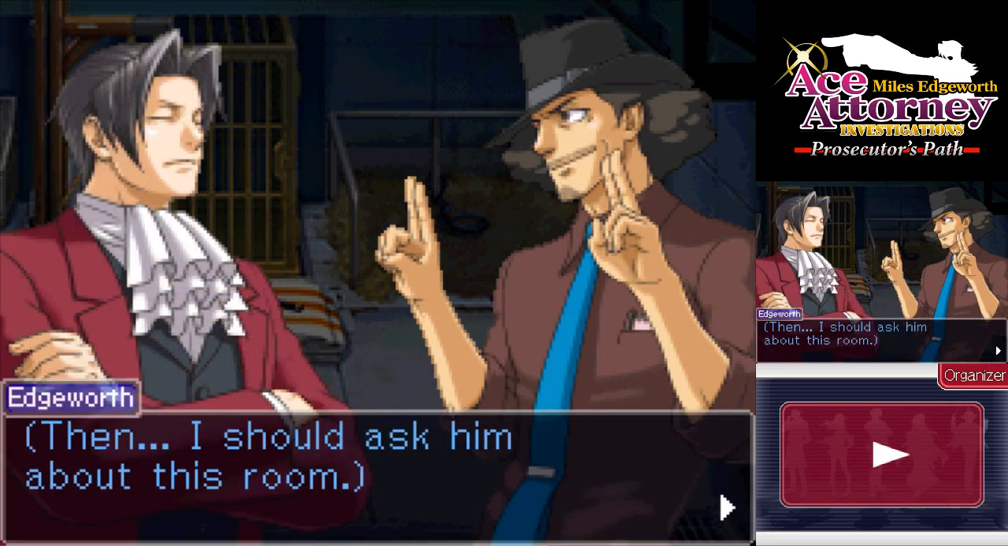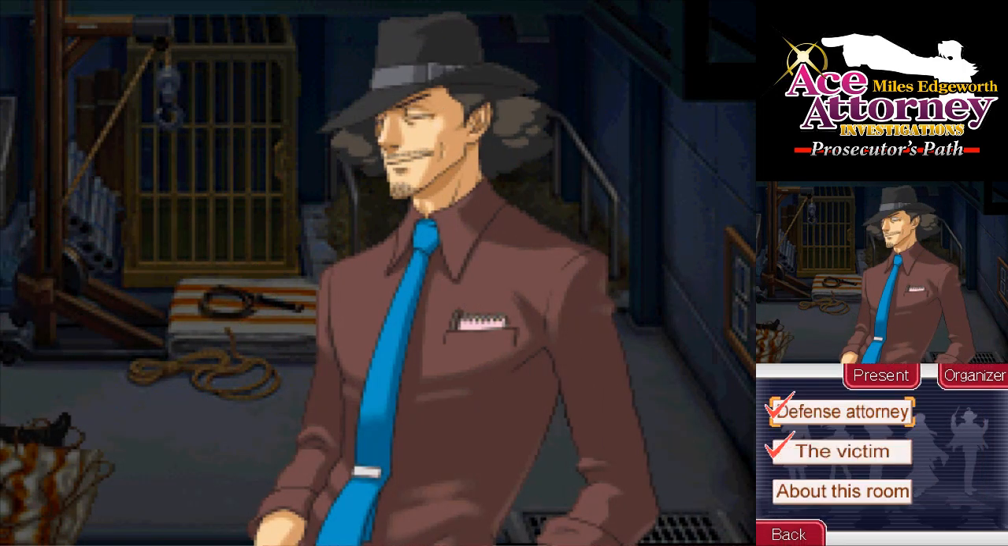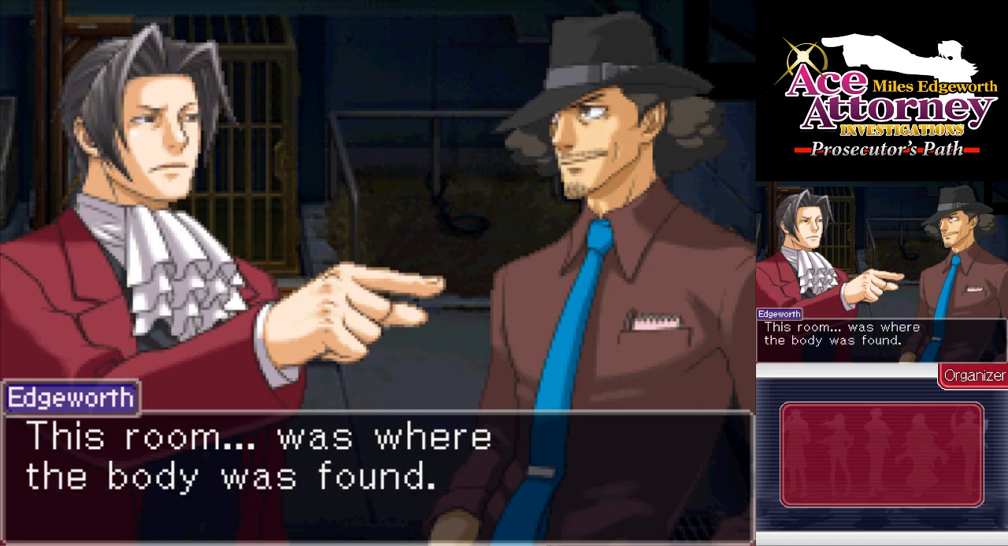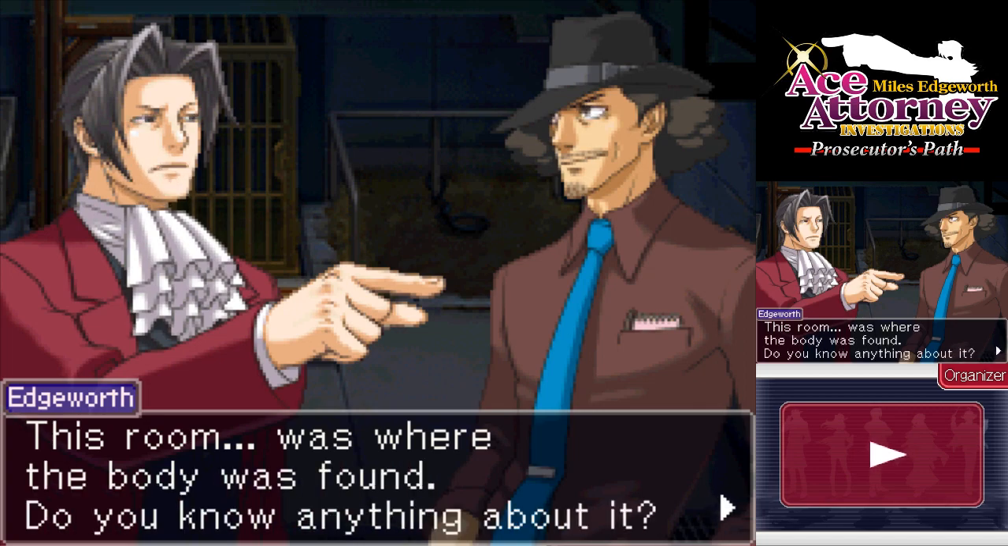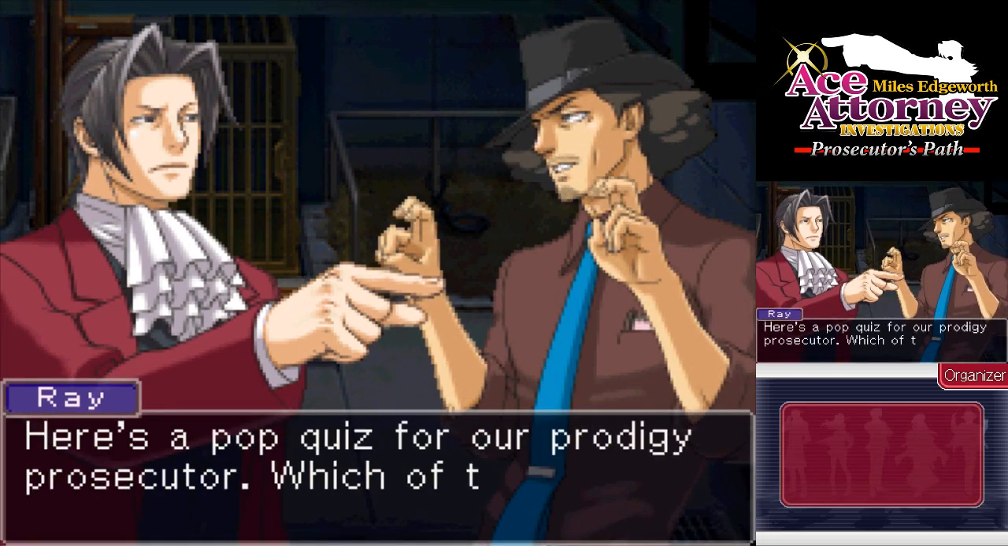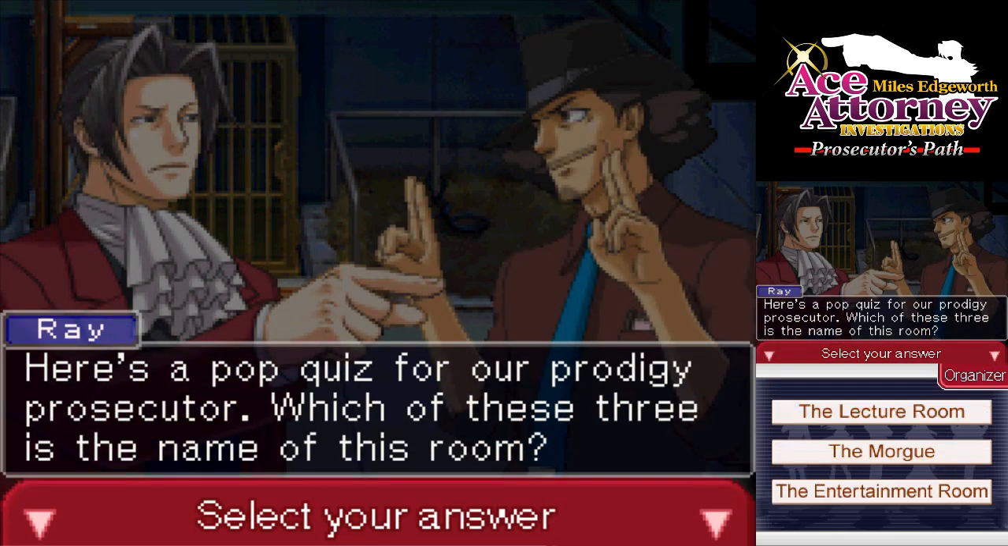Then I should ask him about this room. About this room. This room was where the body was found. Do you know anything about it? Ah, this room, eh? Here's a pop quiz for our prodigy prosecutor. Which of these three is the name of this room?